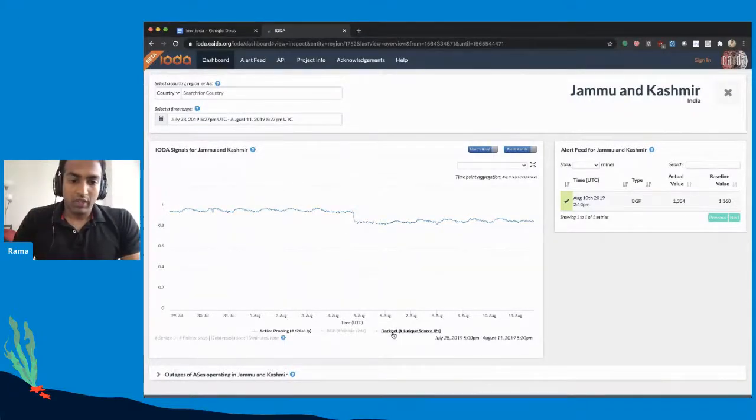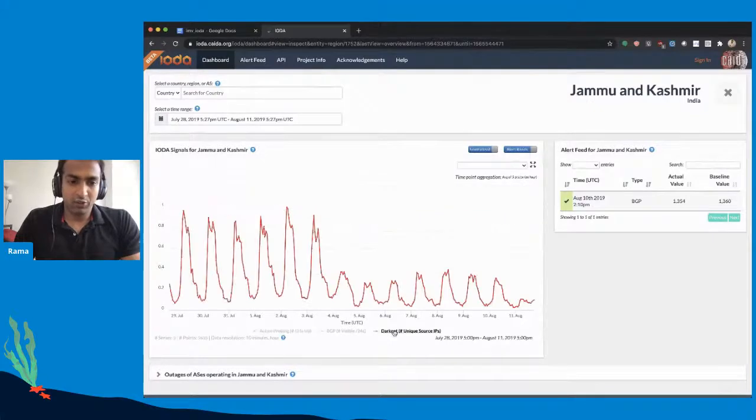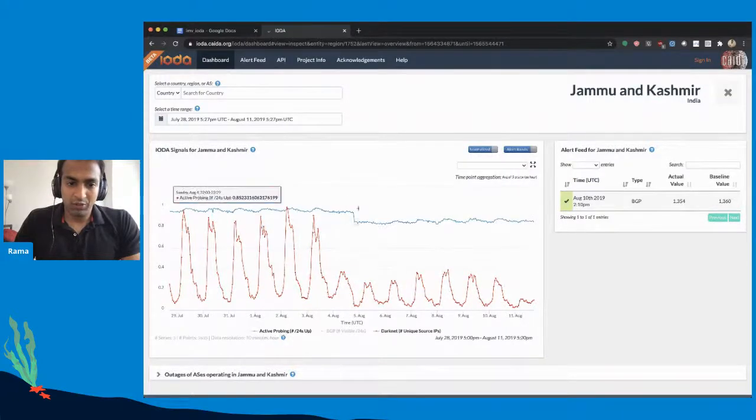Now let's take a look at the Darknet data source. The Darknet data source doesn't have as steep a fall as the active tooling data source, so there isn't as pronounced a drop. But what we see here is that in this normalized signal between 0 to 1, before the shutdown, there was more tidal variation, and the magnitude of the traffic at the highest point was much higher compared to the magnitude at the highest point after the 4th of August, after this point, right?